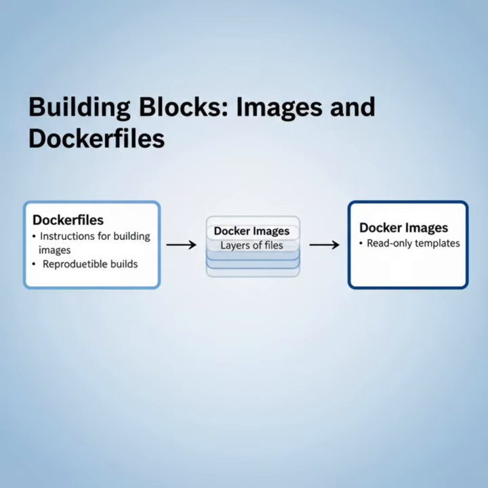A Dockerfile is a simple text document that contains a series of instructions that Docker reads to automate the image creation process. It ensures that builds are reproducible and consistent, allowing developers to define their application environment once and replicate it anywhere. This declarative approach simplifies version control and collaboration.